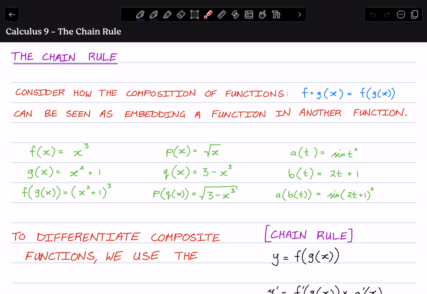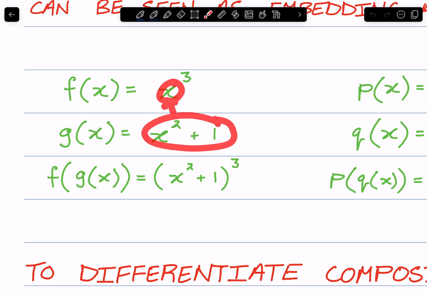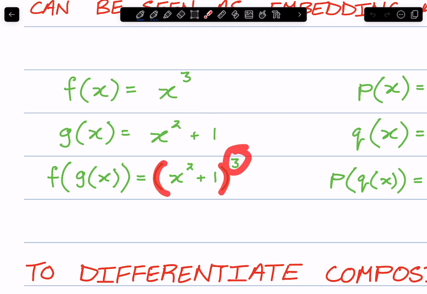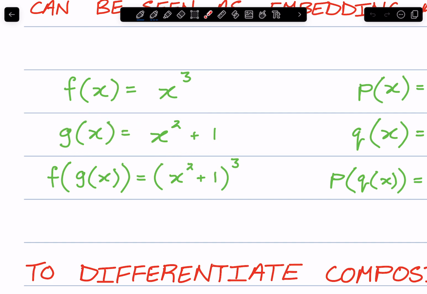So here are three examples I've written up. Let f be x cubed. Let g be x squared plus 1. f of g of x means to take this function and put it inside here. So notice how this is still x cubed, but inside of that function now is g of x.